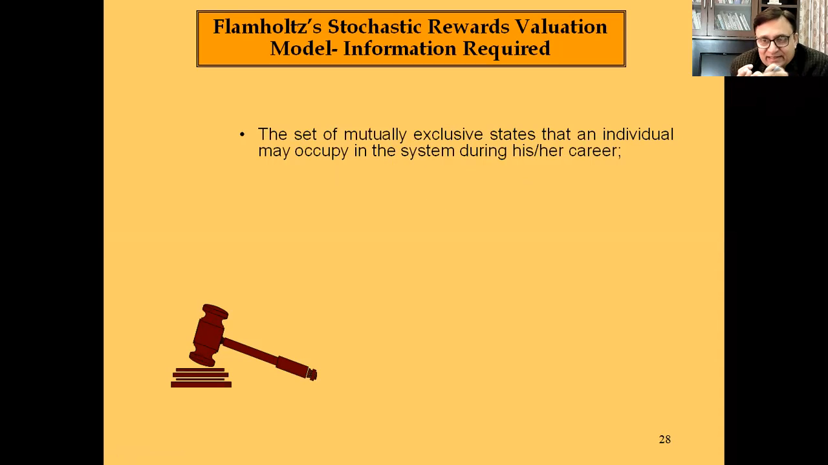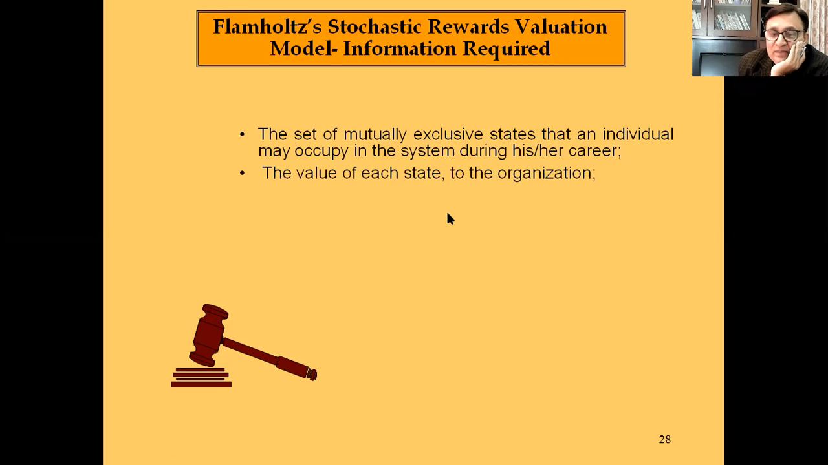Then as assistant professor, he will work in 3 positions, that is, in the grade pay of 6,000, then a higher grade pay of 7,000, then a grade pay of 8,000. After enjoying the positions of these years, he will move to the position of associate professor, then from associate professor to professor, then from professor to dean or head of the department. So there are a number of options. So Flamholtz's stochastic model requires that we know the positions an individual may occupy in the system during his career in the organization. Secondly, the value of each state to the organization is to be known.